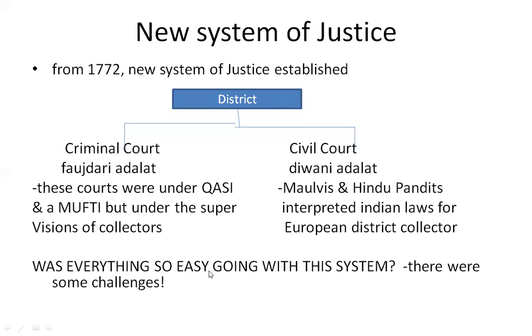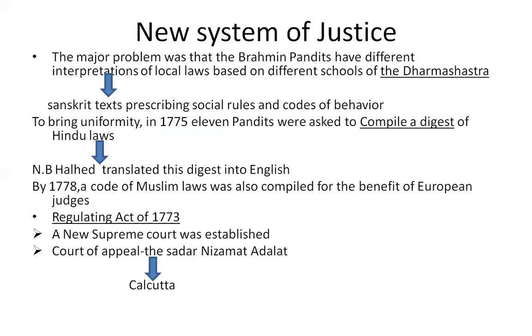So was everything so easy going with the system? No, because there were some challenges also. So what were the challenges? The major problem was that the Brahmin Pandits had different interpretations of local laws based on different schools of the Dharma Shastra. Because they went to different schools, they had different interpretations when explaining the laws to the European district collectors. So there was no uniformity.